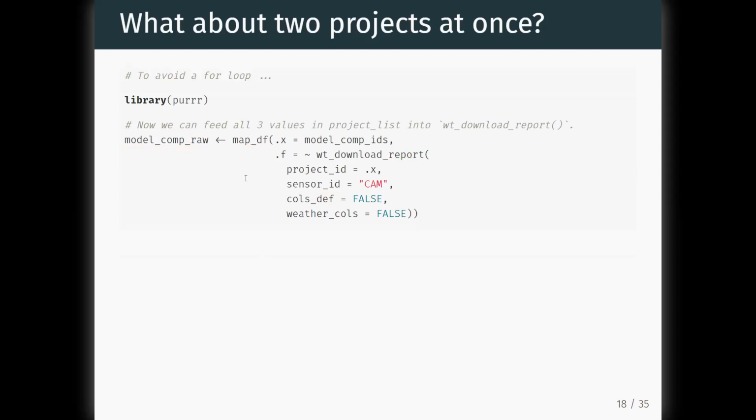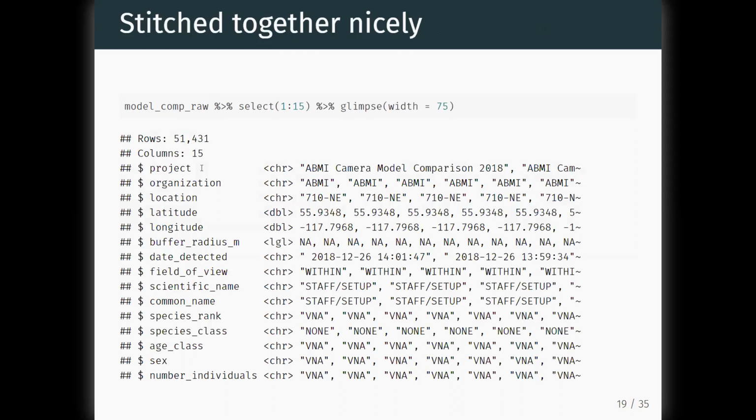And then I can iteratively run download report on those IDs and stitch them together all in one line of code. This could be done in a for loop. I'm choosing to use the purrr package, but R is flexible, right? There's many ways to do this. And boom, in this case I've got 51,000 rows, and it's those 3 projects all stitched together nicely in a data frame for me. So it's flexible, right? If you have camera data from multiple years or multiple projects you want to bring together, you can bring them together in a single command quite quickly.